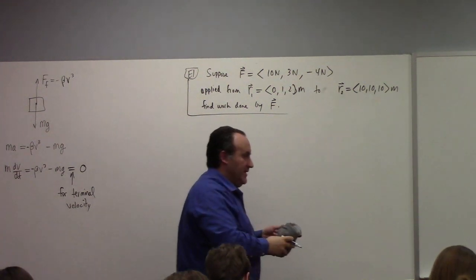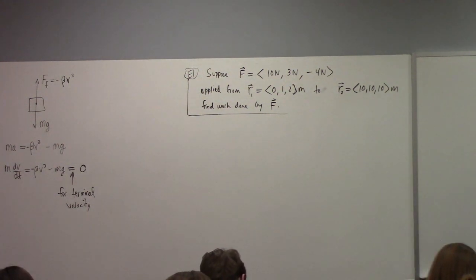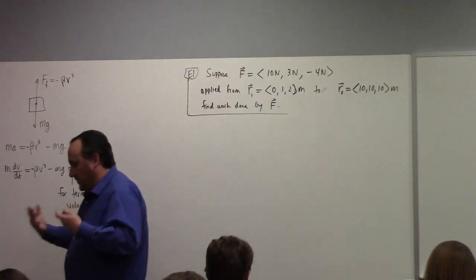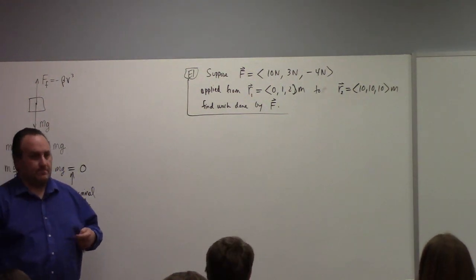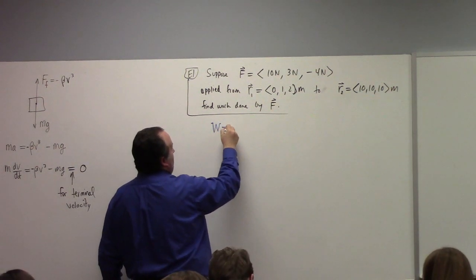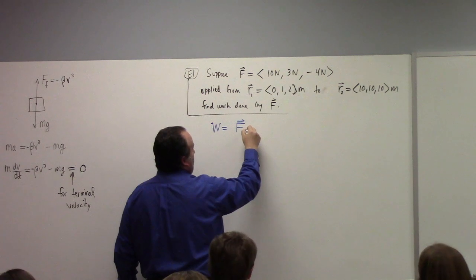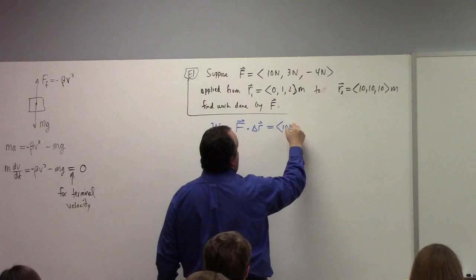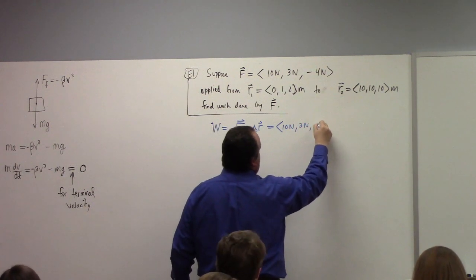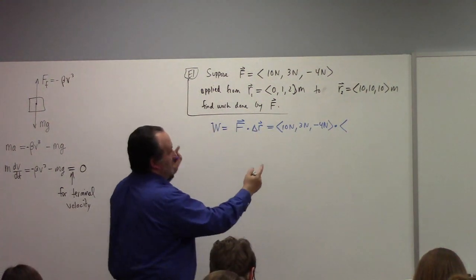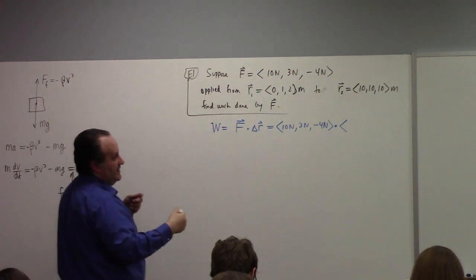Okay, so in this particular case, if you study the definition that I gave you last time, and you sort it out, you'll find that actually the work done here is simply the force dot the displacement. All right? So to calculate the work done, I can simply do work done is force dot displacement, right? Which here would be 10 newtons, 3 newtons, minus 4 newtons, dotted with the displacement vector, which is what? Like 10 minus 0 is 10.